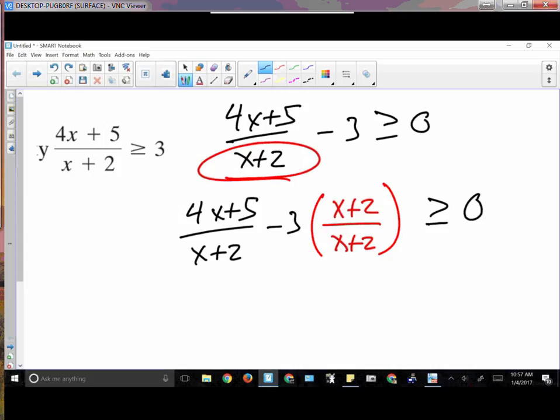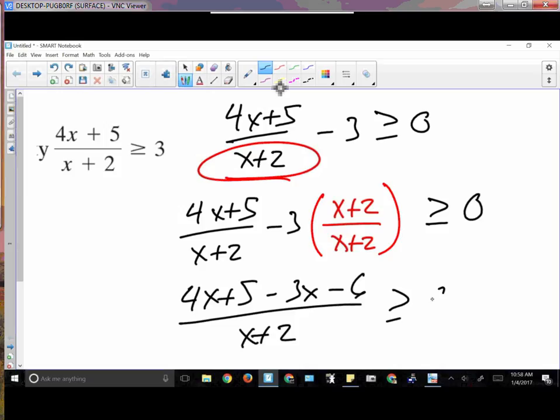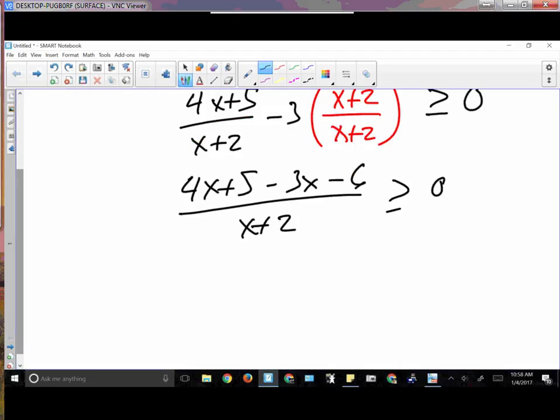So now that I've got that, I've got my 4x plus 5 minus 3x minus 6, all over x plus 2. Can I go through and deal with that? Most definitely. Let's see, if I add like terms there, I end up with x minus 1, right? 4x minus 3x is an x. 5 minus 6 is minus 1, over x plus 2.